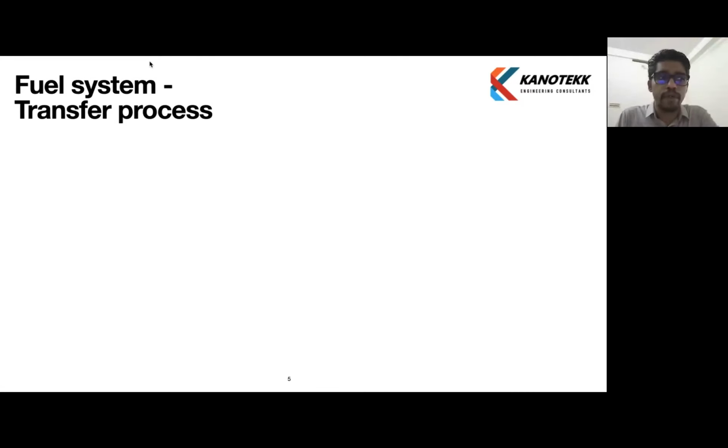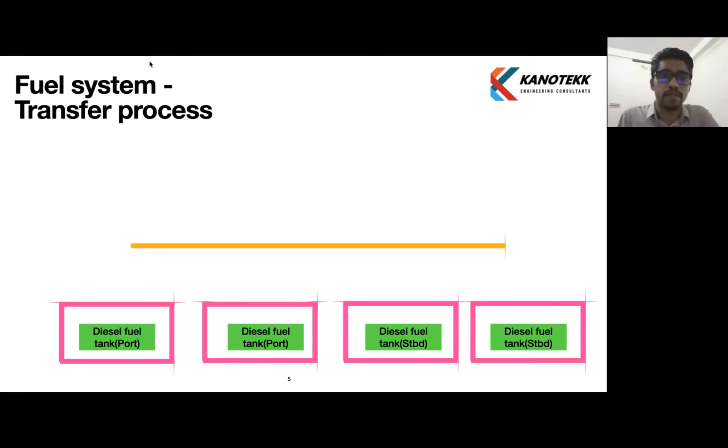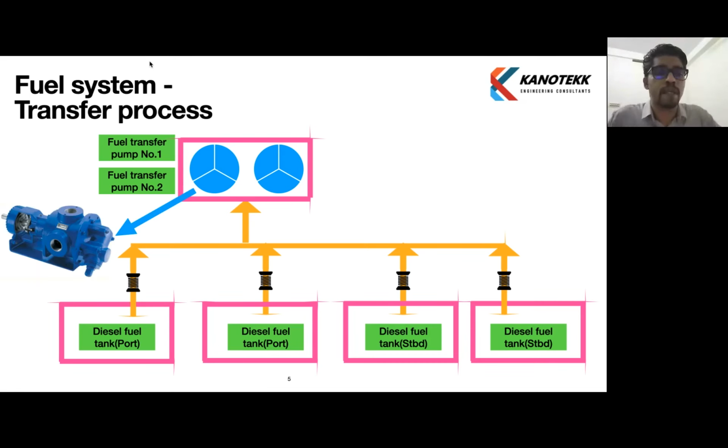Now we will see the fuel transfer process, because for operation we have to transfer fuel from the storage tanks to various locations. We will see how the transfer process is initiated. From the storage tank, fuel is supplied to the fuel transfer pump. That means the fuel transfer pumps take suction from the storage tanks. There will be two transfer pumps for redundancy. In case of one pump failure, we need an alternate pump in operation. Of these two fuel transfer pumps, one will be running and one will be idle.